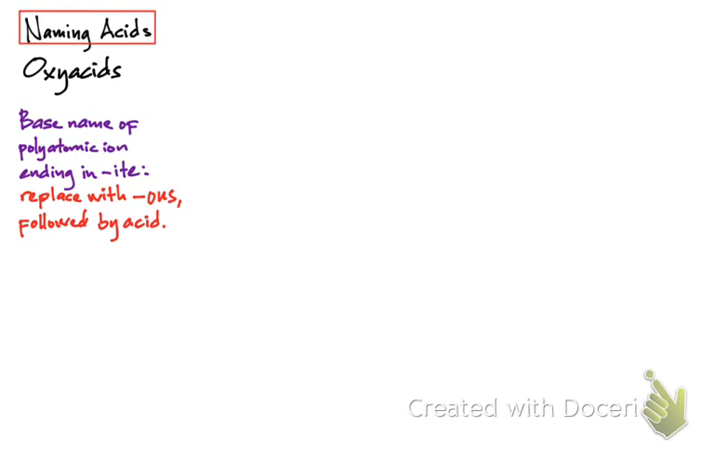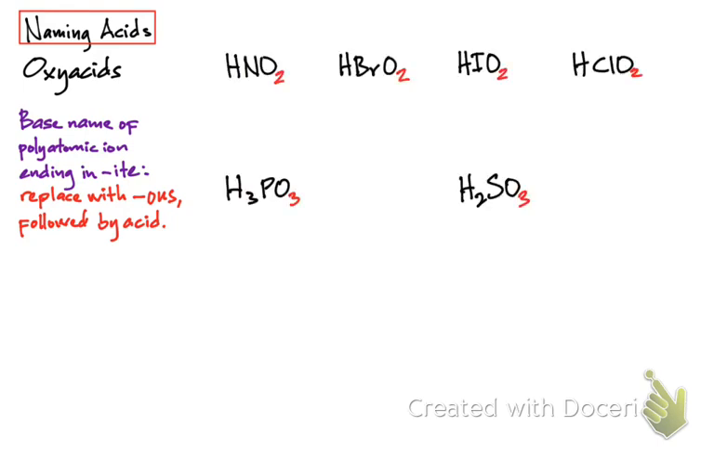All right, so let's take a look at some examples here. So notice that the first one is HNO2, right? If you had NO3 ion, that would be called nitrate ion. But if you subtract one oxygen from the nitrate ion, you would have the nitrite ion, right? So here we have a nitrite ion. And so all you have to do, whenever you're naming this acid, is replace ITE with OUS, followed by the word acid. So in this case, it would be nitrous acid.